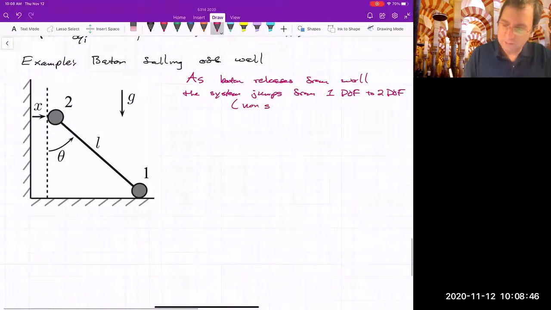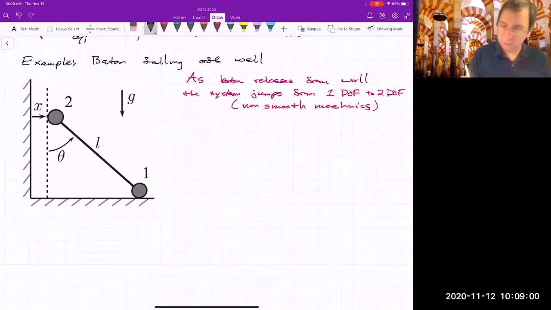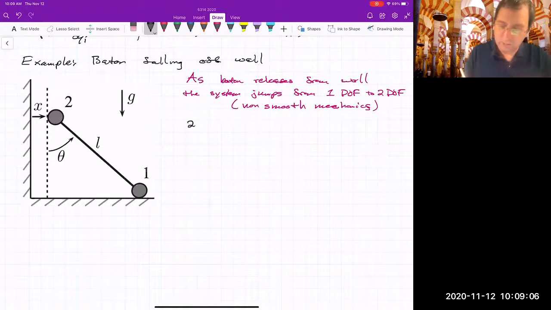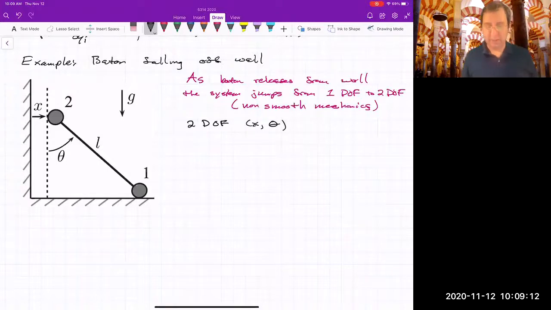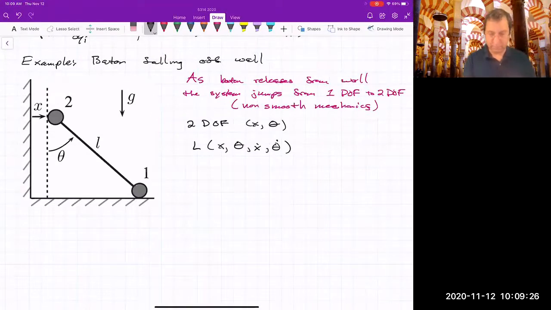If you were to actually want to research this, it's called non-smooth mechanics, because something significant happened when this thing released from the wall. But once we're in this case, at the moment that it's released from the wall, we've got a 2 degree of freedom system, and we would use X and theta as our degrees of freedom. If we look at the Lagrangian for this, we should get X, theta, X dot, theta dot dependence.